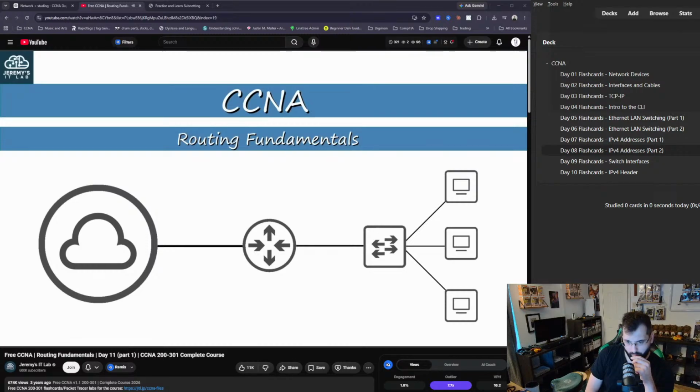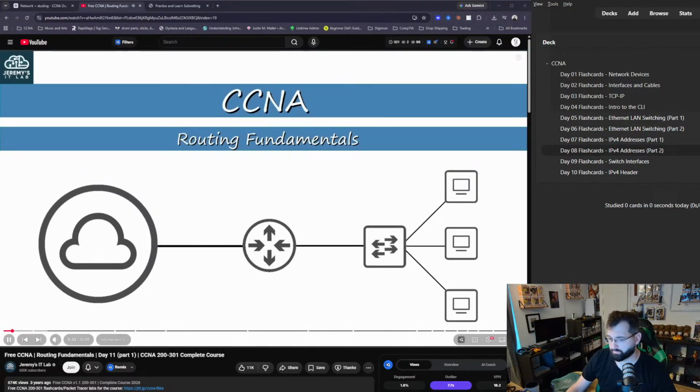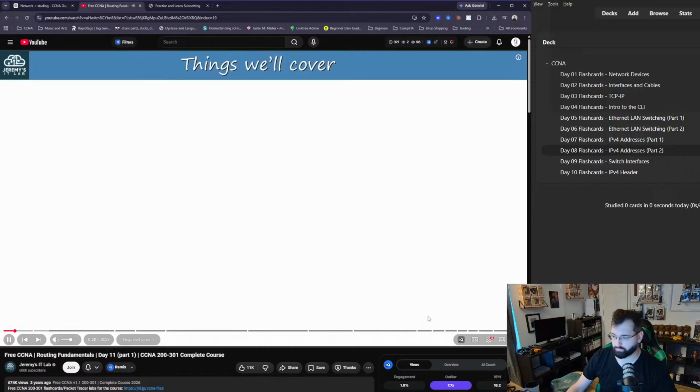In the Ethernet LAN switching videos, we looked at how switches forward frames to their proper destination. The process routers use to forward packets to their proper destination is different, and that's what we'll look at in this video. Here's what we'll cover in this video.